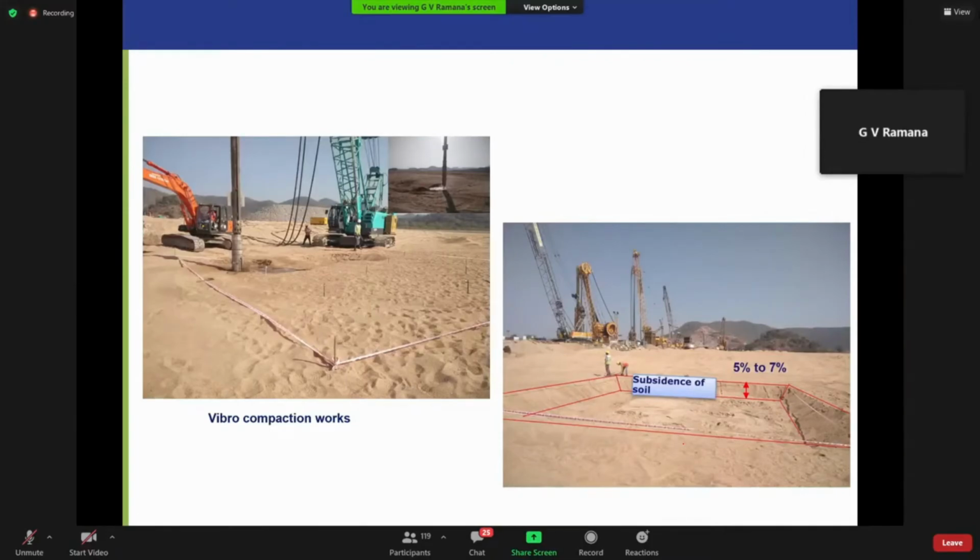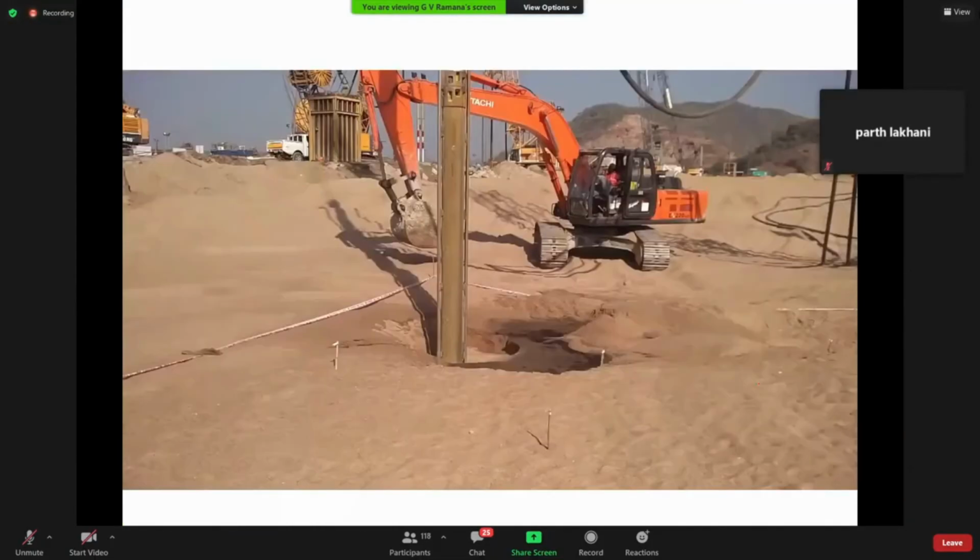This is the trial area where we did it. And after that, you can see a crystal clear deformation of about 5 to 7%. This is a small video.